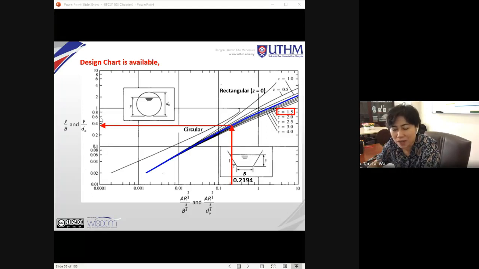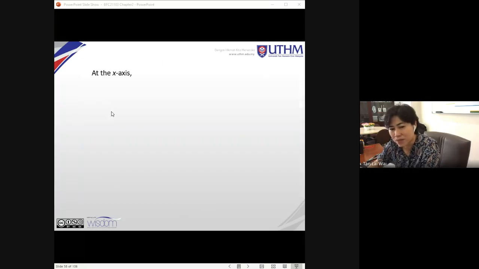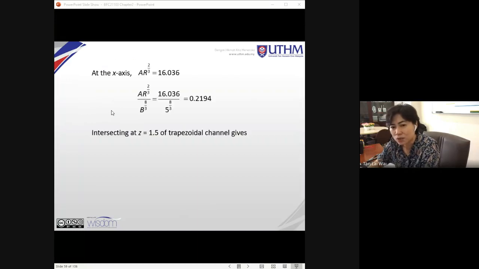If you look at the graph, the design chart provided, it should give you around 0.37. So Y over B is equal to 0.37. Therefore, your Y is B times 0.37, where your B is 5. So therefore, your Y is 1.85 meter.